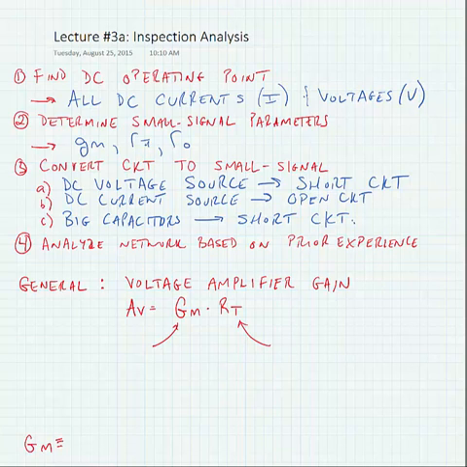And then we're going to analyze the network based on prior experience. So what we're going to try and do is learn the different types of amplifier topologies that we have. We only have 3 topologies for a MOS transistor and 3 topologies for a bipolar transistor, so we can easily put this on a formula sheet.